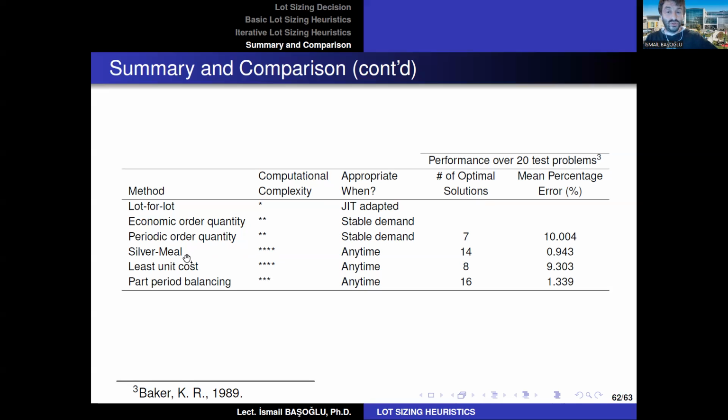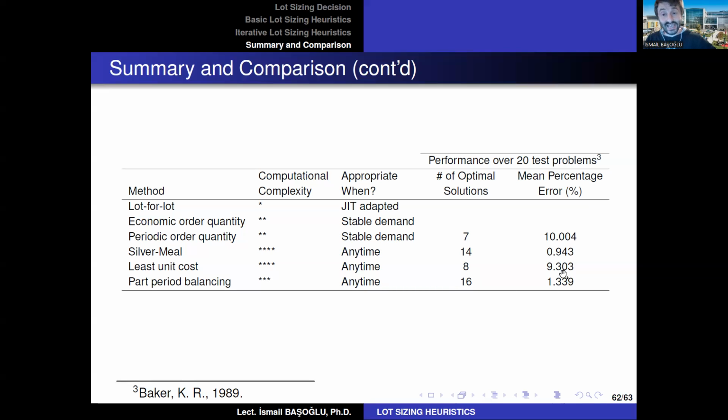For the Silver-Meal heuristic, the mean percentage error between the optimal solution and the solutions we get from the Silver-Meal heuristic was very small. Unfortunately, in part period balancing, out of 20 problems, 16 yielded the optimal solution, but for the other 4 problems, the percentage error from the optimum cost was a little bit larger. So, according to these estimates, part period balancing is doing better at achieving the optimal solution.